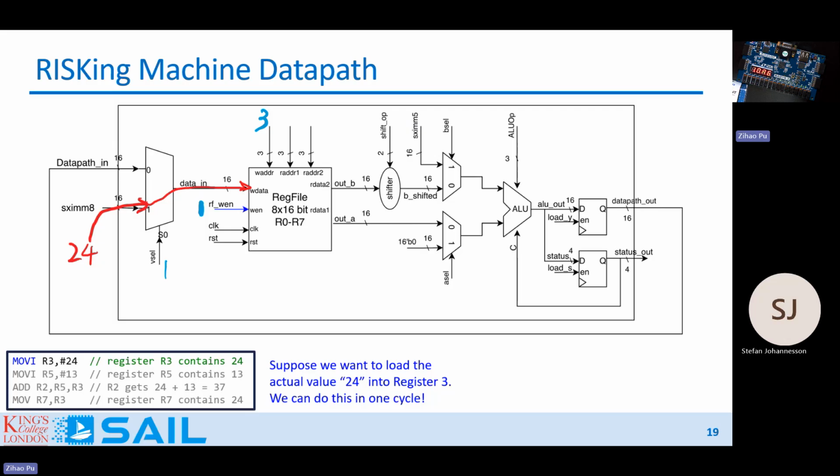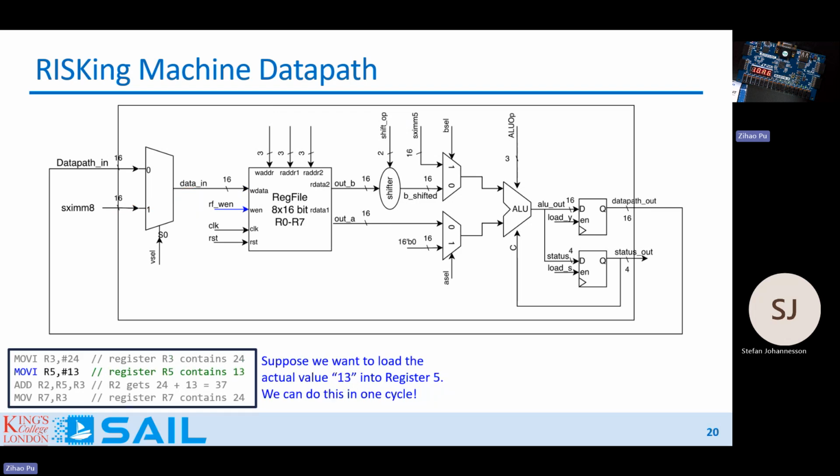And the write address is going to be 3 to tell the register file that I'm going to write a number to register 3. So once a clock comes, this data will be successfully written into R3. So next cycle, we're going to execute the next instruction, which is move in R5. The number is 13. So again, we can finish it in one cycle, which is like this.